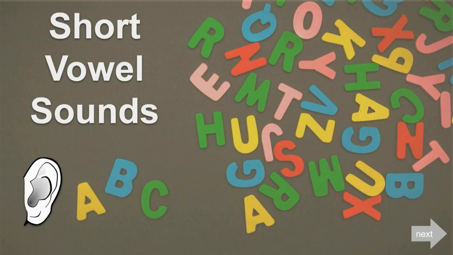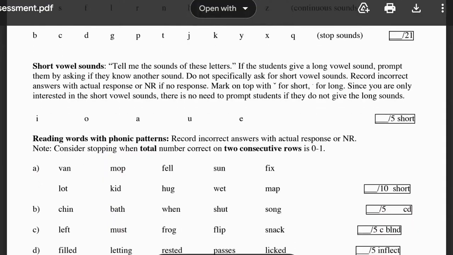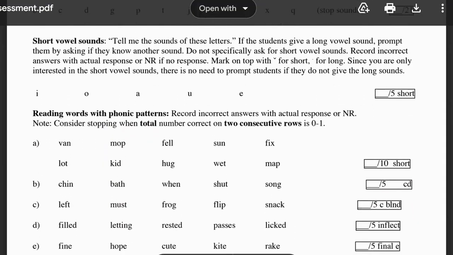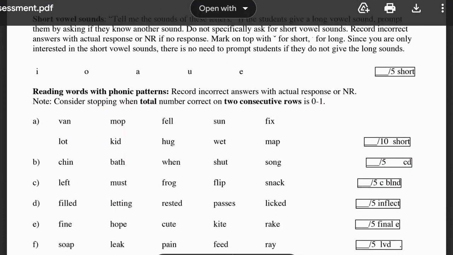For short vowels, say, "Tell me the sounds of these letters." If the students give you the name of the letter, ask them if they know another sound. The short vowel sounds are the ones you hear at the beginning of at, ed, in, on, and up.